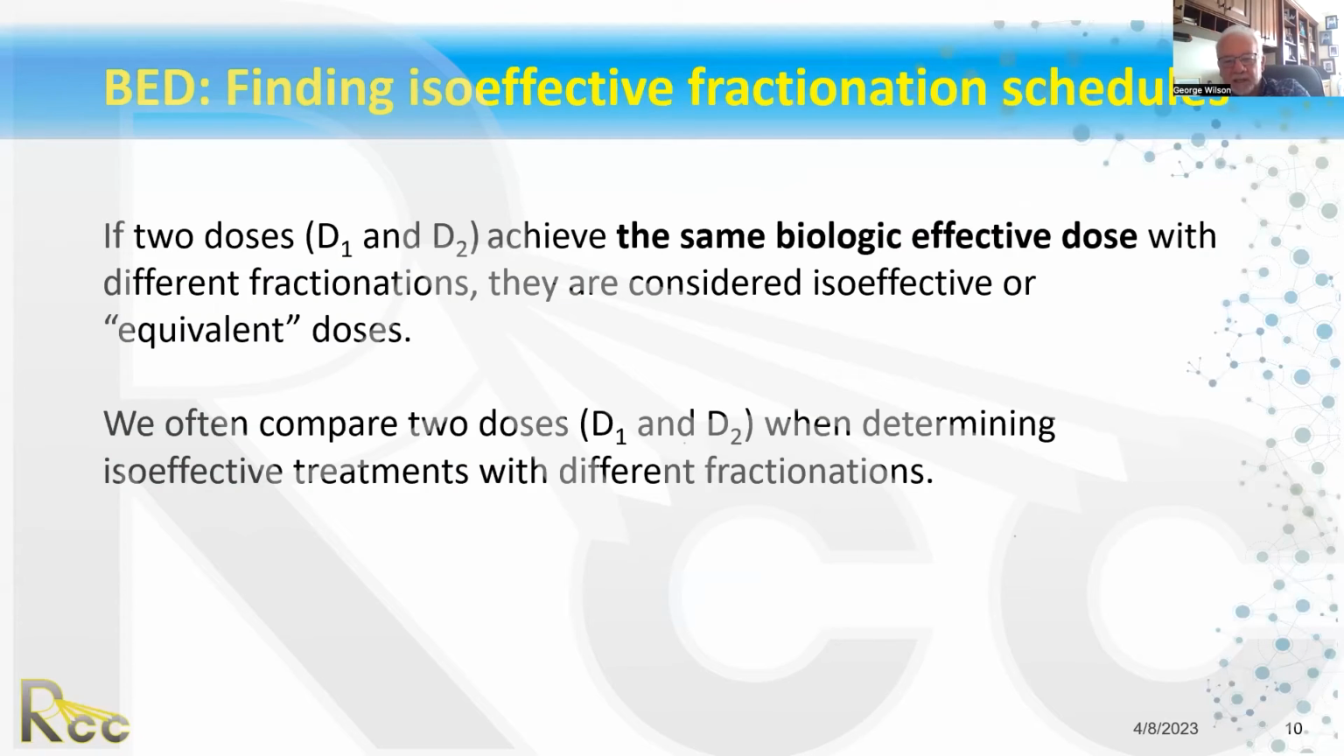So one of the key things of using a biologically effective dose is really to look at isoeffective fractionation schedules. So what if I changed total doses, but I want to achieve the same biological effective dose? And so the BED formulation is actually a nice way of being able to compare two different schedules, which are giving two different fraction sizes, and to see whether they're isoeffective or not.